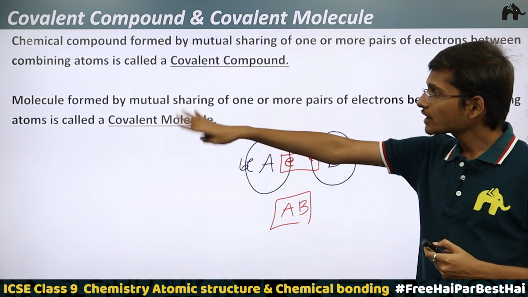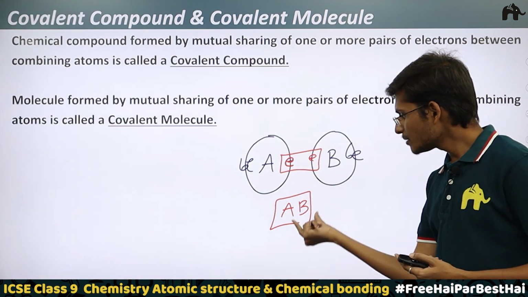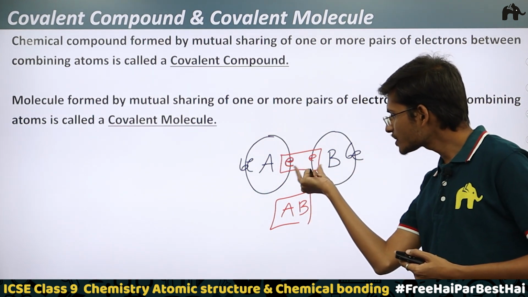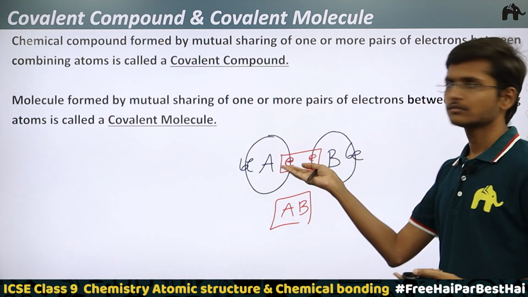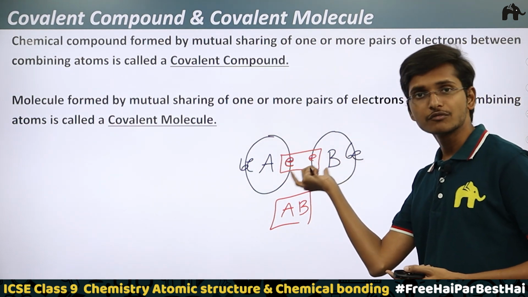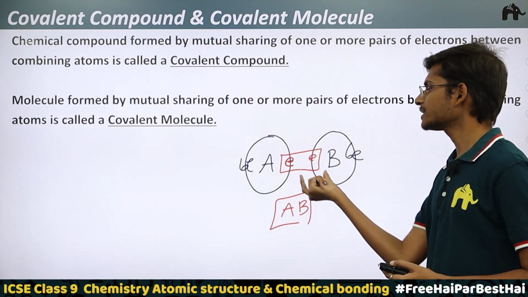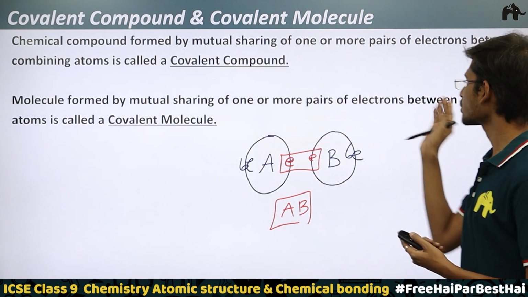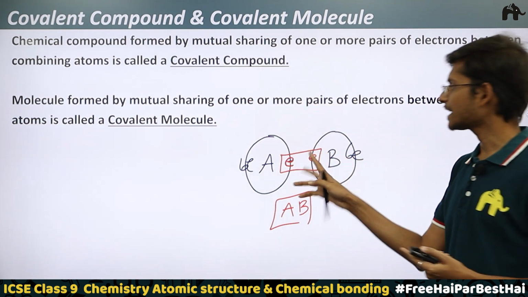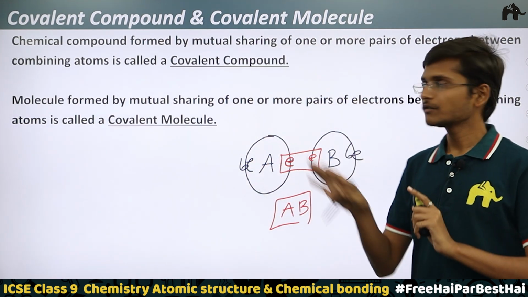Then what is a covalent molecule? As simple as that, the same thing. Whenever a molecule is formed by the mutual sharing of electron pairs between the combining atoms, which are the part of a molecule, then we say that this molecule is a covalent molecule. A molecule formed by the mutual sharing of pairs of electrons between the combining atoms. Clear with what is a covalent molecule?